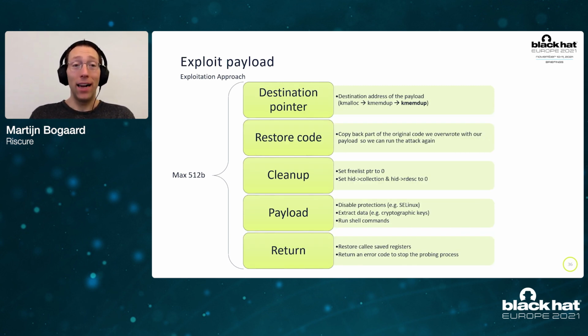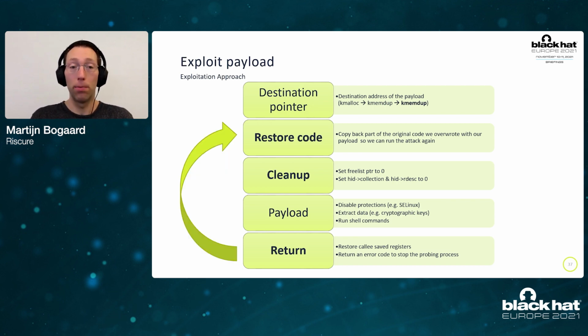To be able to actually run the attack multiple times, we need to augment our payload with some other steps. For example, we need to restore the code, or at least the most critical parts of the code we have overwritten. We need to clean up, and we need to do a proper return and make sure the probing process fails, because that way we can actually trigger the probing multiple times and get code execution multiple times.